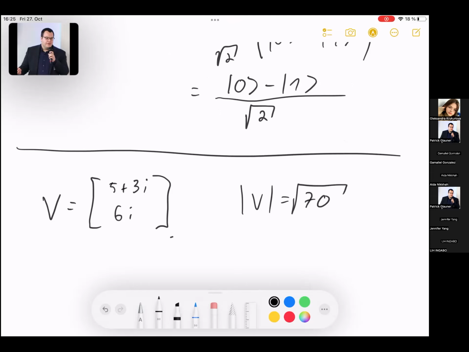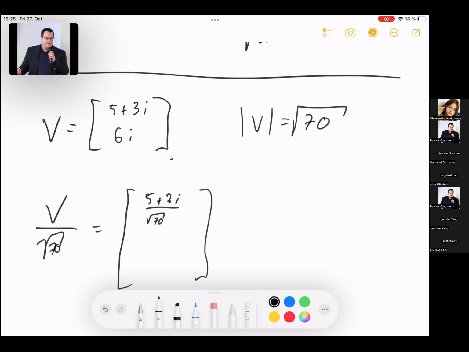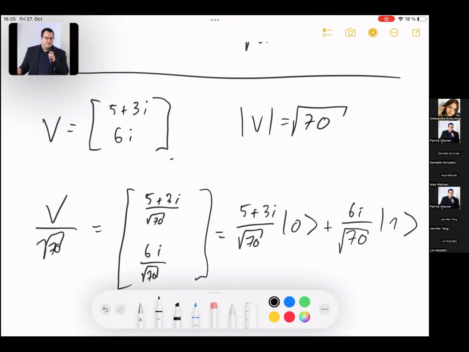How to calculate the length of this vector is something we've done so often. And we can now normalize the vector just by dividing it by the square root of 70, which would then be 5 plus 3i divided by the square root of 70, and 6i divided by the square root of 70. And using these notations from before, we could say this is 5 plus 3i divided by the square root of 70 times 0 ket plus 6i divided by the square root of 70 times 1 ket.